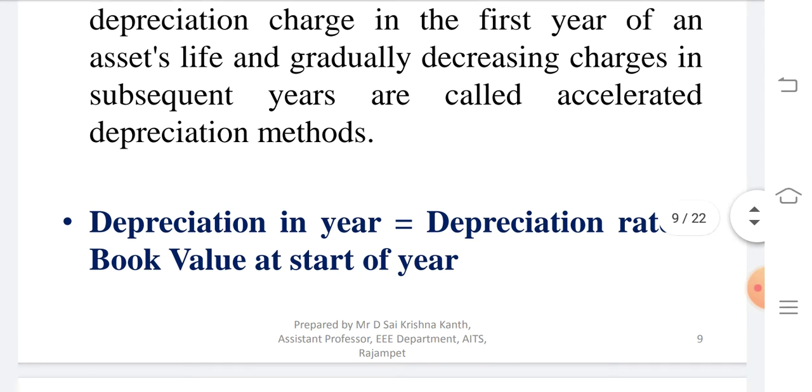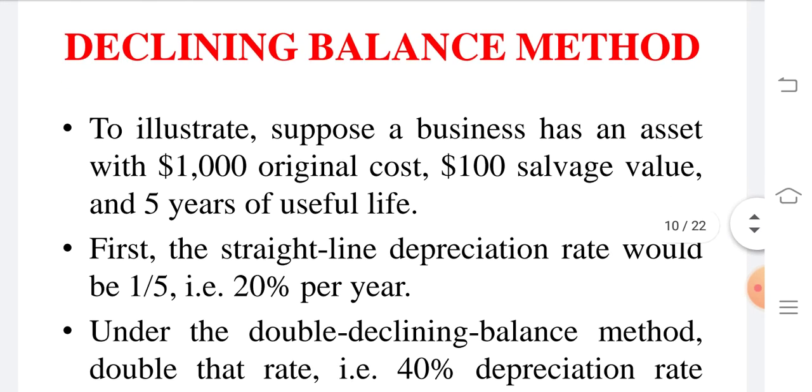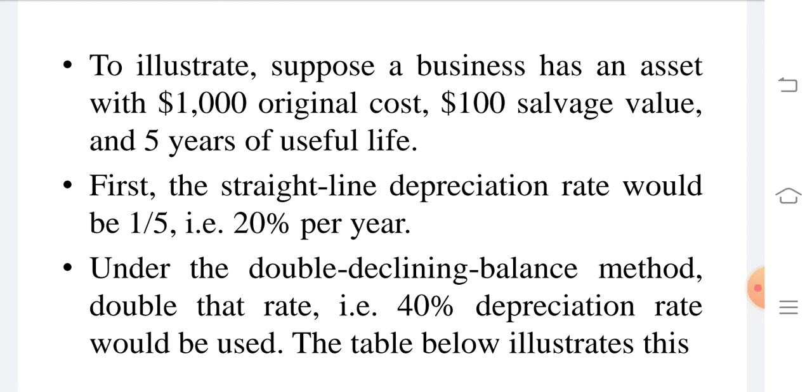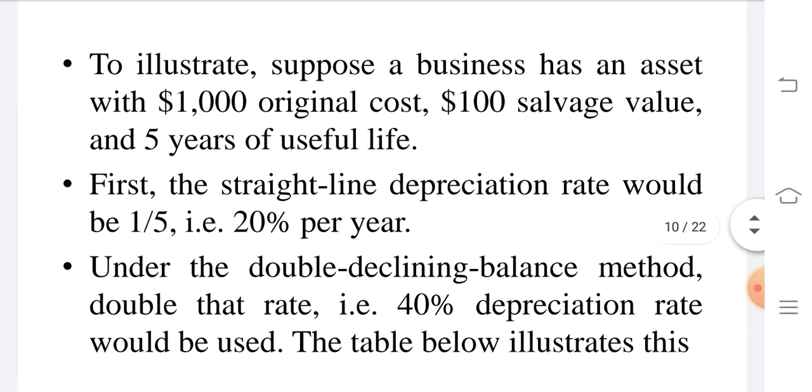The formula used is: depreciation in a year is the product of the depreciation rate and the book value at the start of the year. To illustrate, I have taken an example. If the cost is 1000 rupees, the salvage value is 100 rupees, and the lifetime period is 5 years, then 1000 by 5 is 200, which is 20% of that 1000. So 20% per annum is the straight line depreciation method. But in the case of double declining balance, the same 20% is treated as 40%.